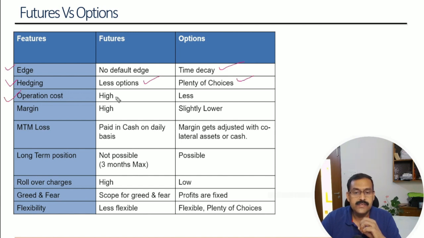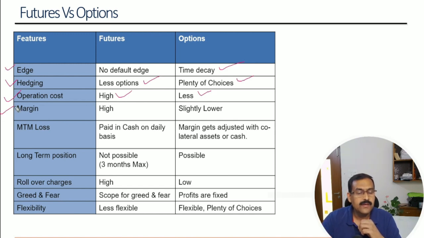The operational cost is quite high in case of futures. When I say operational cost, the STT, government charges, etc. are quite high because everything is calculated based on the value. For Nifty, it is around 9 lakhs. 50 into, let's say for example, 18,000 is a Nifty. So 9 lakhs is the value on which the government charges will be levied. But in case of option selling, it is on the premium. Premiums will not be 18,000, right? So that is why the statutory charges or the operational cost is quite low in case of options.